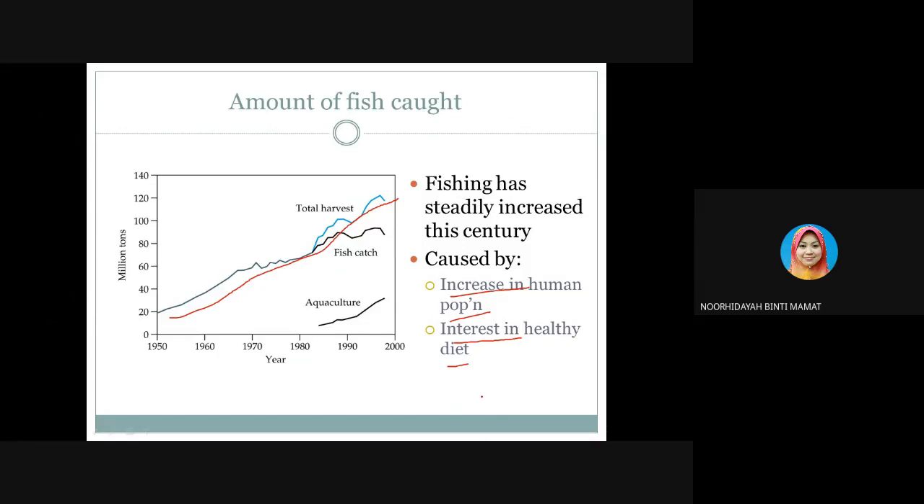We know that fish have iron, zinc, iodine, magnesium, and also potassium. This is why fishing has increased year by year, and the amount of fish caught is higher year by year.